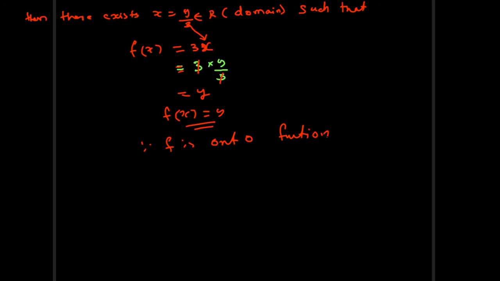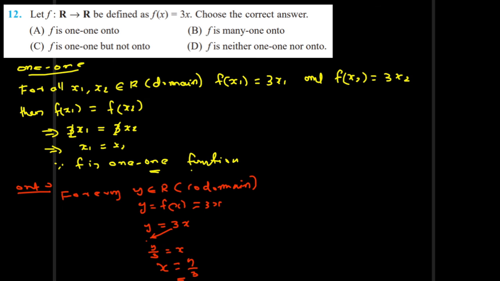And hence f is both one-one and onto function. Okay, so what is our answer? Answer is: f is one-one onto. So A is the correct answer. Okay.